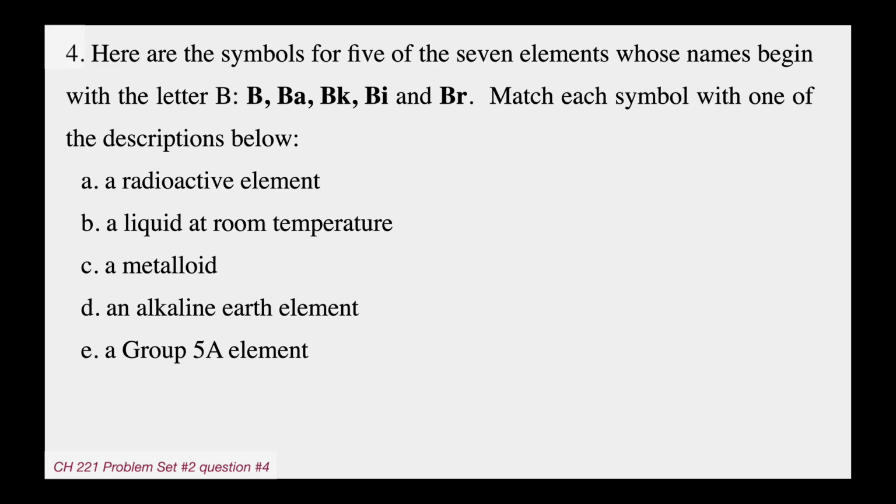Here are the symbols for 5 of the 7 elements, or at least the 7 I could find, whose names begin with the letter B. And those are B, Ba, Bk, Bi, and Br. Match each symbol with one of the descriptions below. And the first one says a radioactive element.